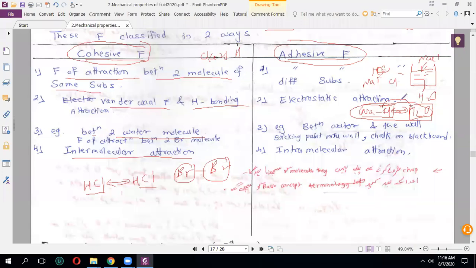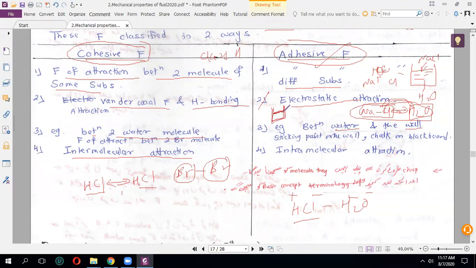So these different molecules attract each other. This type of attraction force is called adhesive force. So different substances attract each other. This type of force is also called electrostatic force. Scientists say this attraction happens in charged molecules. Suppose the water molecule has a charge, and this HCl molecule also has a charge. So charged molecules show this type of adhesive force. Example: the attraction between a water molecule and the wall of the container. See, this is the wall, the glass wall.